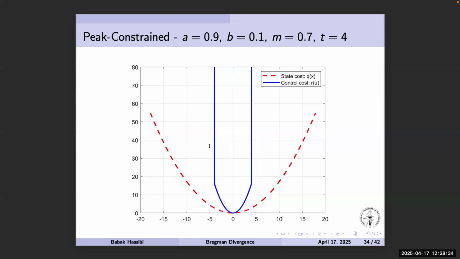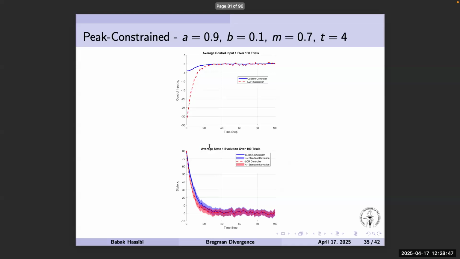Okay, so again, just to show you, I took a stable system. This is the control cost. It's infinite once we exceed 4. This is the cost on the state. If you look at the control input, again, this is the LQG. It starts out very big here because we have a peak constraint of 4. The control really can't compete with it.